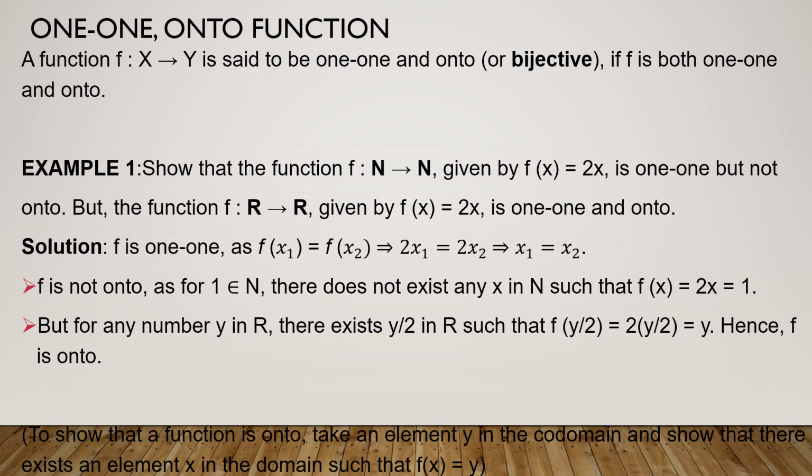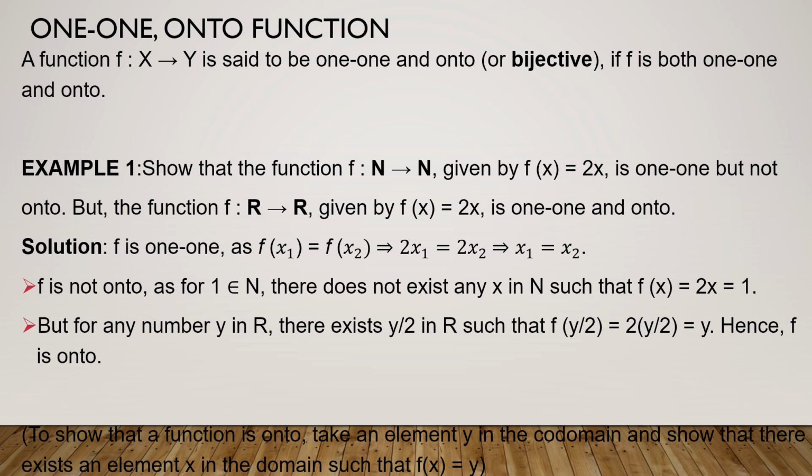But if you define the same thing on the set of real numbers, then it is possible. Correct? If you take any y in R, there exists y/2 also in R, because R contains fractions. So f(y/2), what is the definition? 2 into the element. So 2 into y/2 is y. So for any element y in the range, you will always find an element y/2 in the domain such that its image is y. So this function is onto.